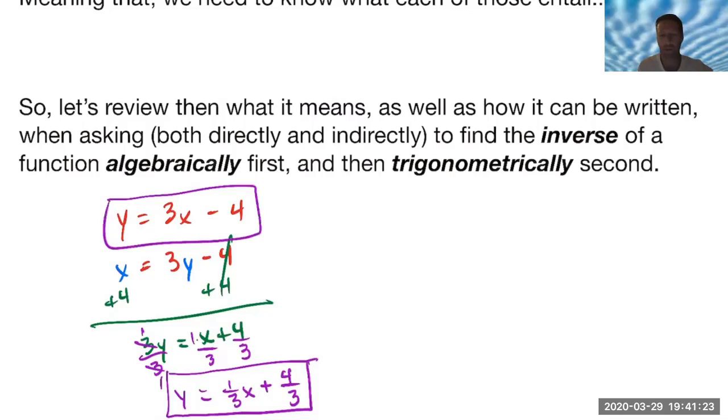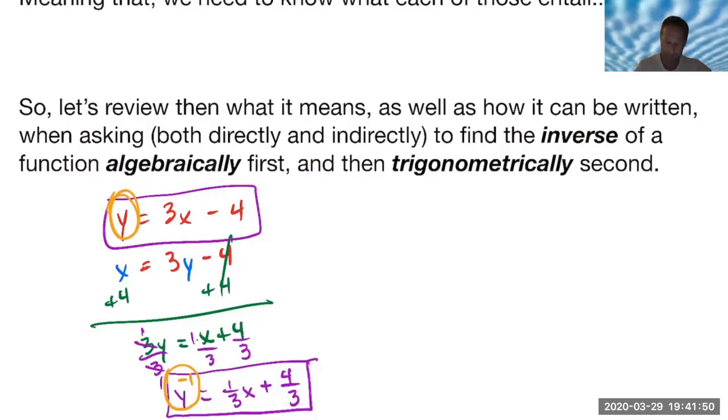So to let you know that it is the inverse compared to the original function that we're calling y, we have to make sure that we put some type of symbol up there to let you all know that, hey, this was my original function and this is my inverse. And so again, just like we reviewed earlier, we know that that is going to be that little -1 exponent to represent the inverse solution.